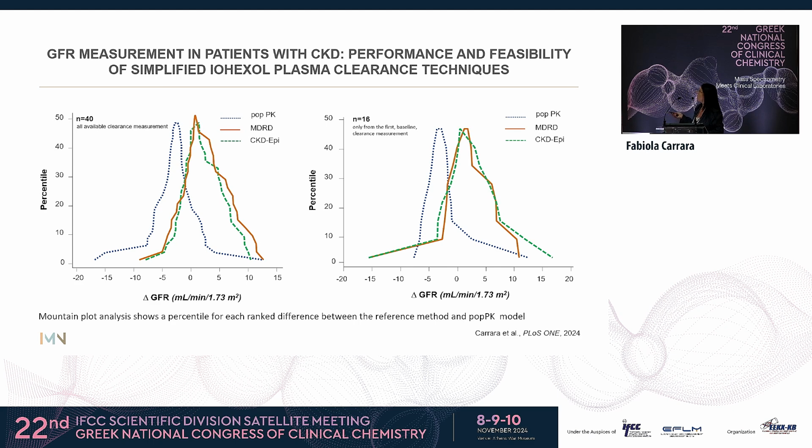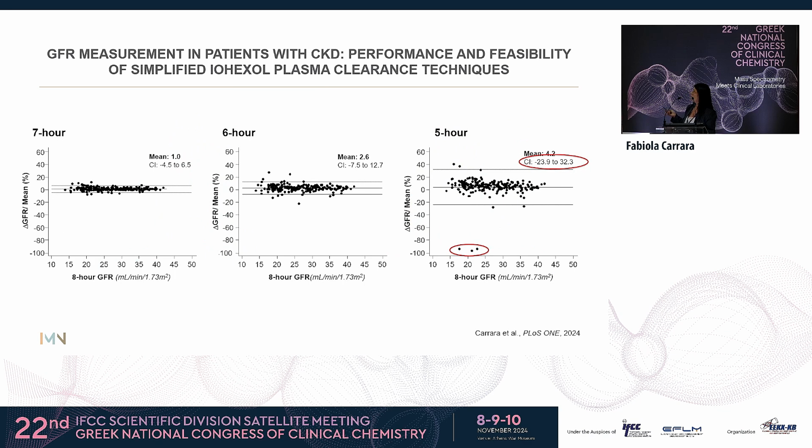Moreover, there is a wide range of error, and this error is comparable to that obtained with the two commonly used formulas to estimate GFR based on serum creatinine. So, why must we inject an exogenous compound if we have the same performance? It's clear that it's important to collect samples to describe the pharmacokinetic profile in a proper way.